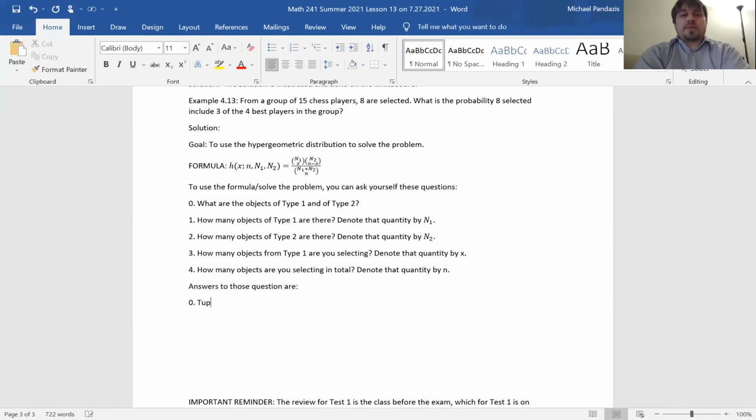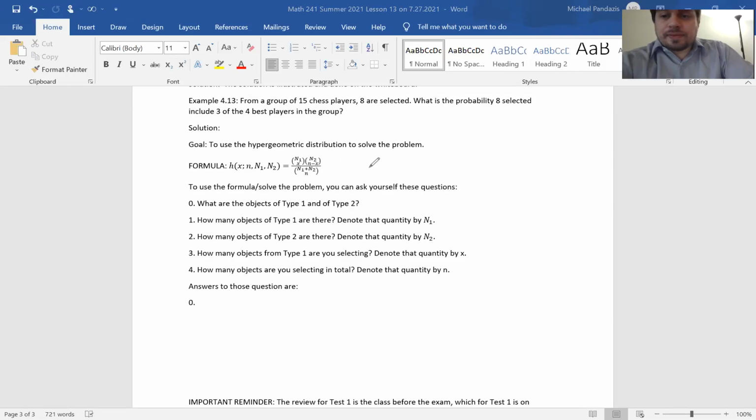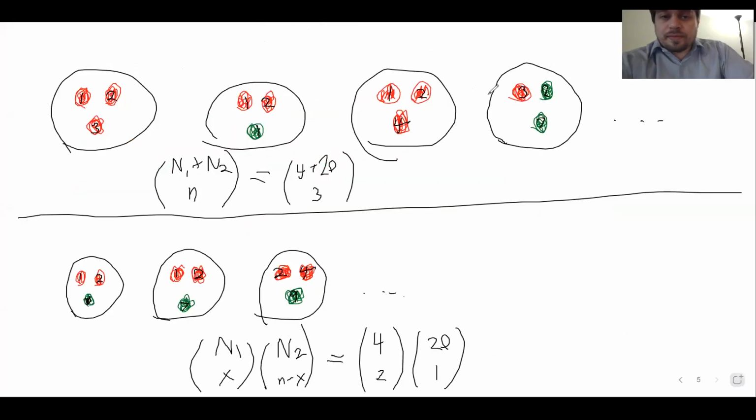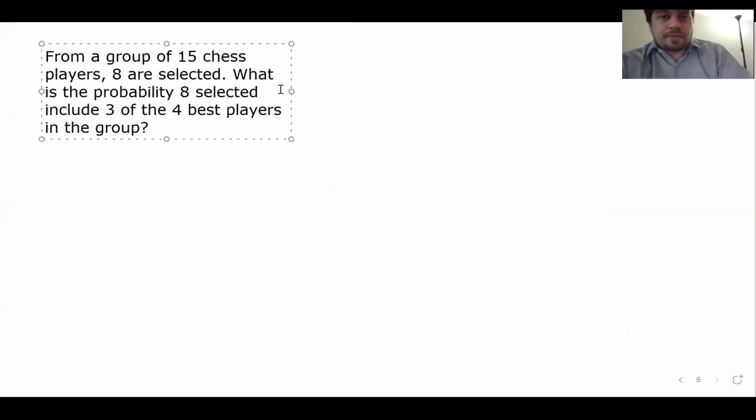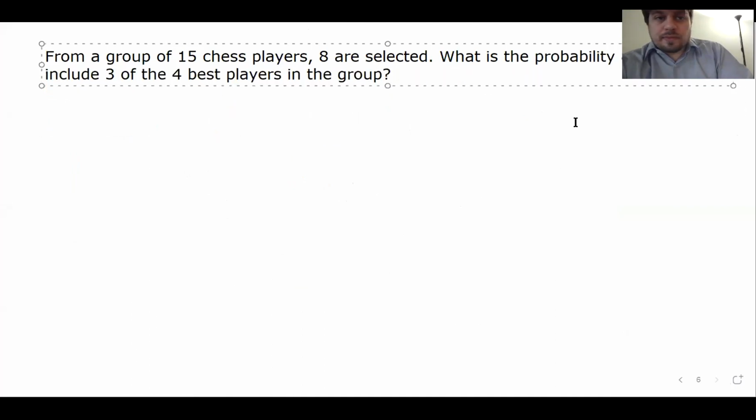Okay, so from a group of 15 chess players, 8 are selected. What is the probability 8 selected include 3 of the 4 best players in the group? Now I'm going to go to the whiteboard again. And there's the question. From a group of 15 chess players, 8 are selected. What is the probability 8 selected include 3 of the 4 best players in the group?